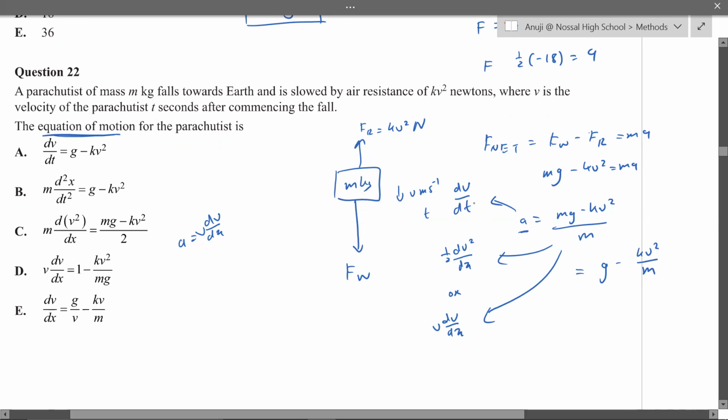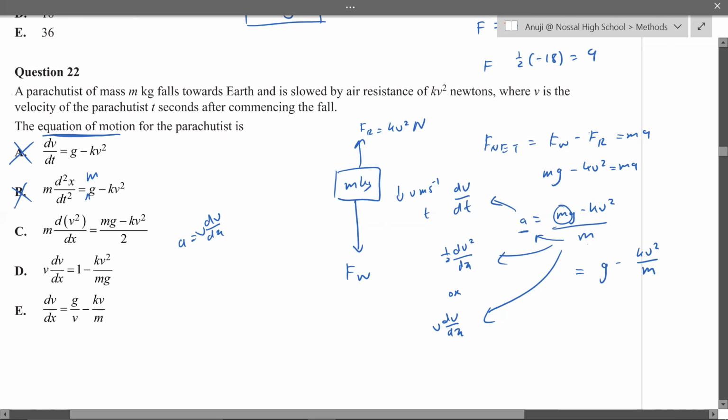It's a bit unlikely though because it's given in v, but technically we don't know if v is x or t. But yeah, so it's not A because this should be divided by m if it was A. For B, again, it's missing a mass here, because otherwise if you multiplied m here, it would be this one, but it's missing this mass, so it's not B.